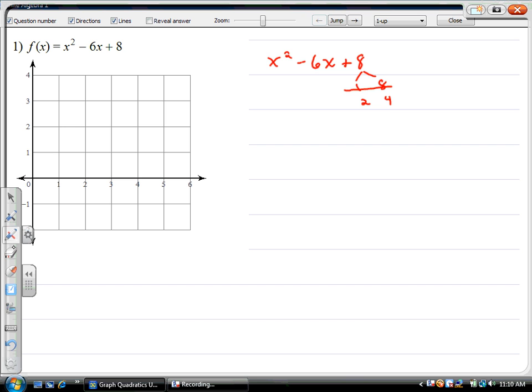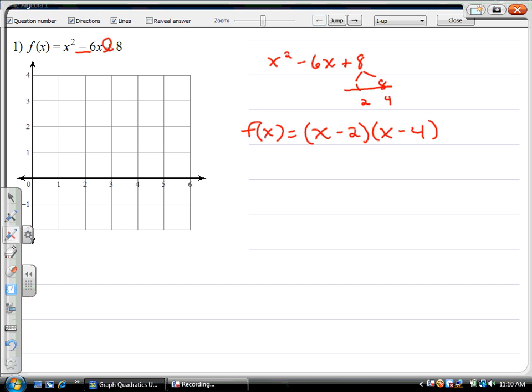One of the patterns you need to start to recognize is that since the sign of c is positive, our factors will have the same sign as b, which is negative 6. So our factors are going to be negative 2 and negative 4. So our factored equation is going to be x minus 2 times x minus 4.